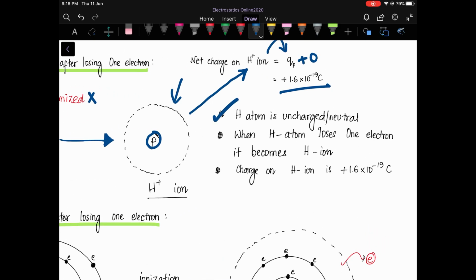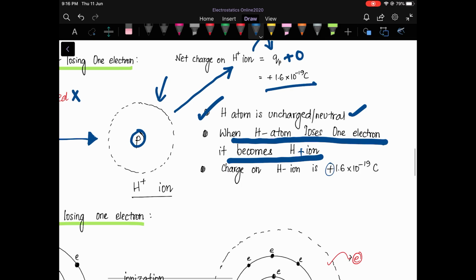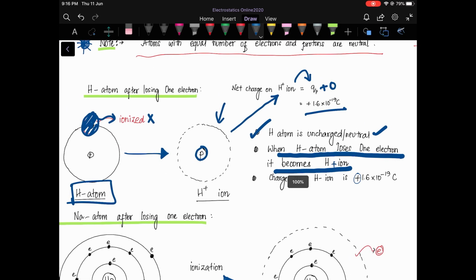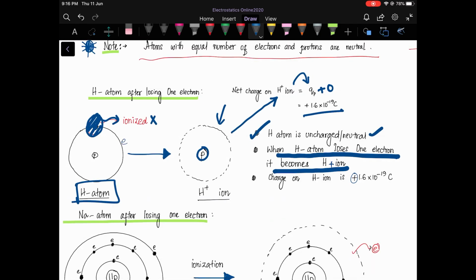Clearly I can say your hydrogen atom was uncharged or neutral, but when the hydrogen atom loses one electron, you can see that it becomes an H plus ion, and it is found to have a positive charge. Here I can comment that if an atom is losing electrons, that atom must become a positively charged atom.